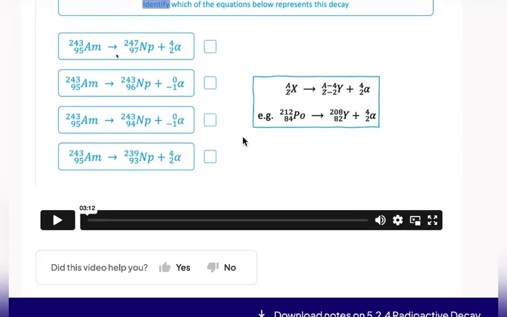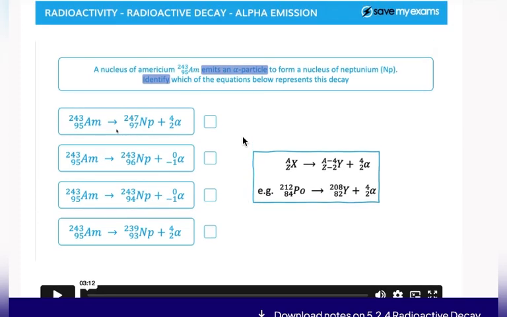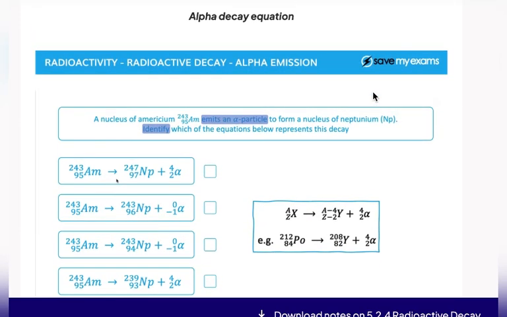Now here is an example. I think we can look at this tutorial to understand this. It says a nucleus of americium-243 with atomic number 95 emits an alpha particle to form the nucleus of neptunium. Identify which of the following equations below represents the decay. This is a very typical exam question. They mentioned an alpha particle emitted from americium, and they give you the mass number of americium. So we can write 243 and 95, right? 243.